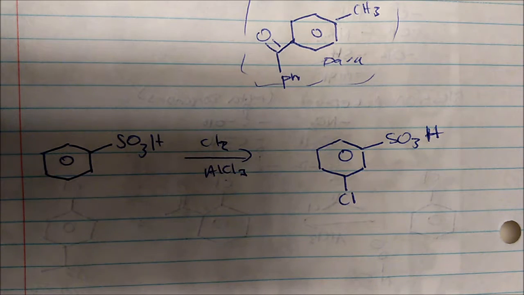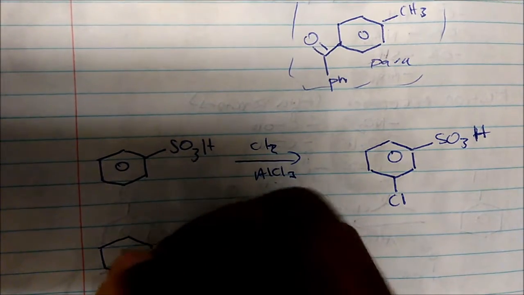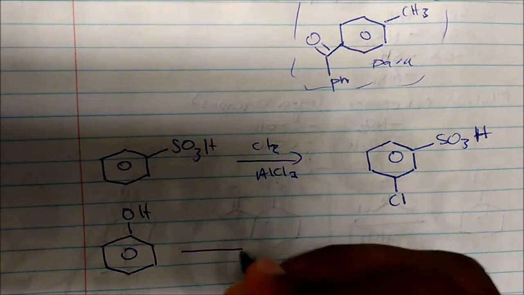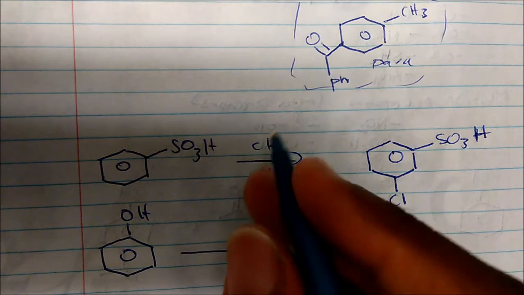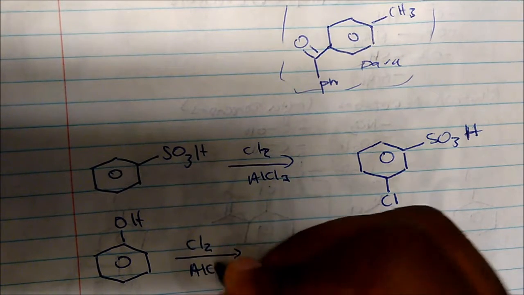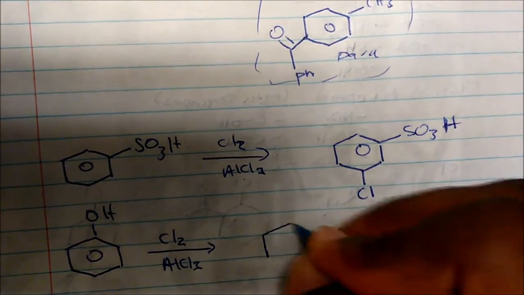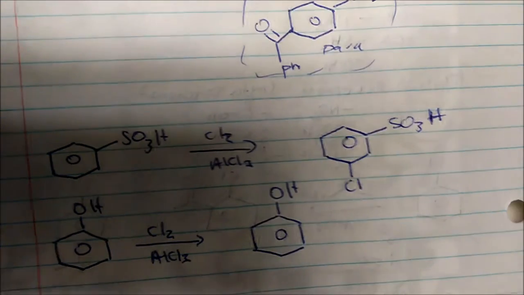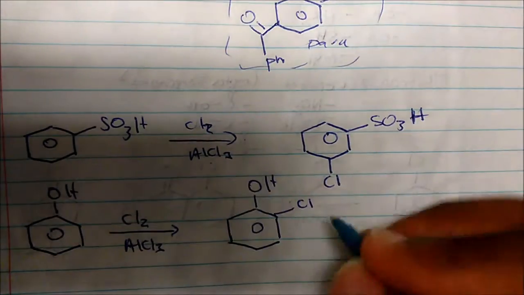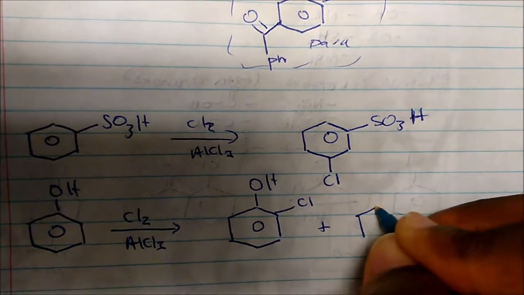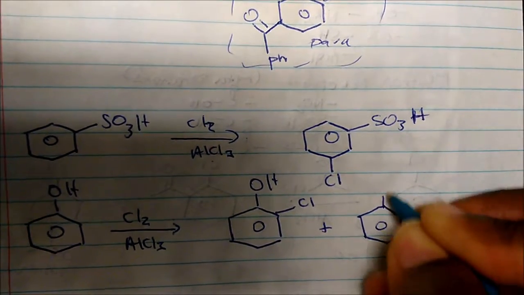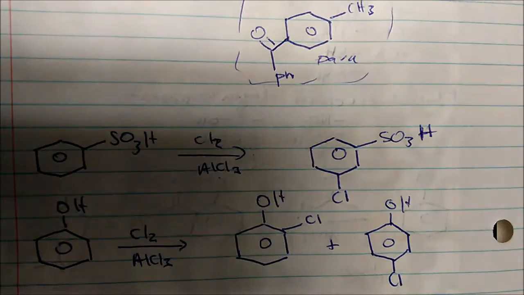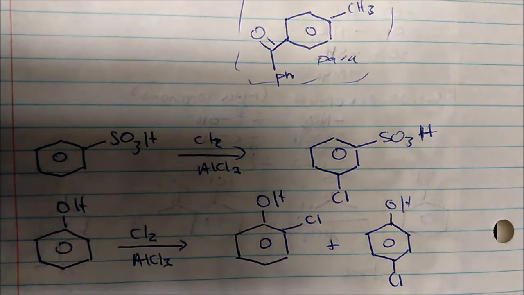What else do I have? Again, if I take an alcohol, so if I take phenol and I add Cl2 and aluminum trichloride, what will I get? Well, again, I see no double bonds, so this has to be an electron donor, which means I'm getting ortho para products. I'm getting chlorine in the ortho position, and I'm going to get chlorine in the para position.